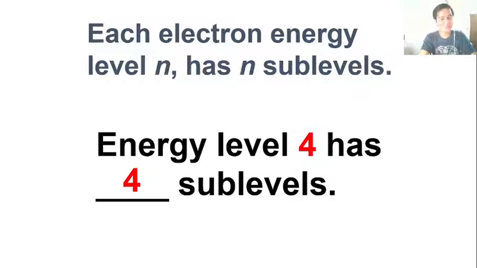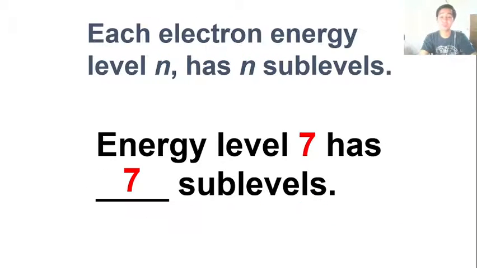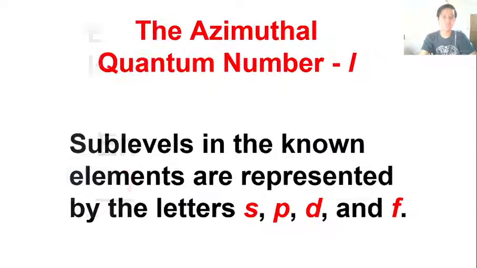precisely 4 sublevels. If it's energy level 5, it would have 5 sublevels, and energy level 6 would be equal to 6 sublevels. And let's say if there is energy level 7, then it would have 7 sublevels. So now you know how many sublevels or subshells are there in every principal shell or main energy level.